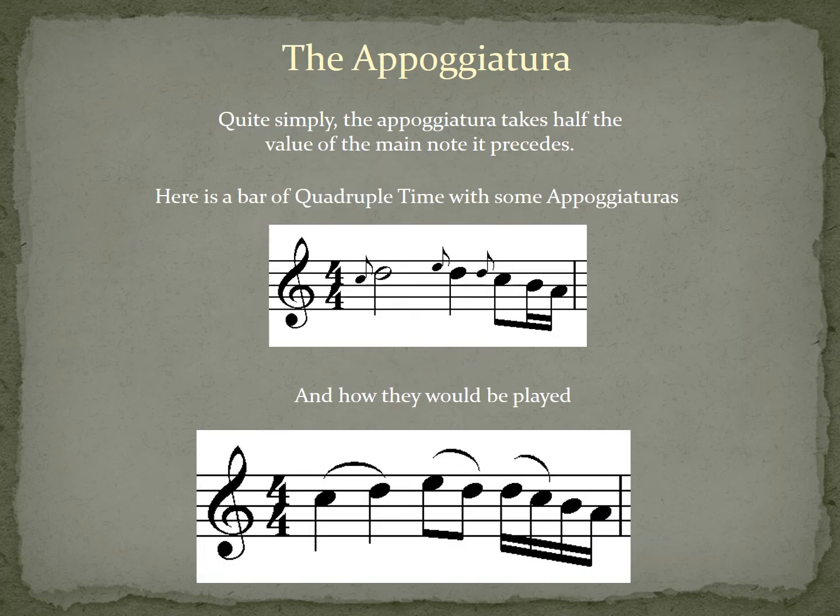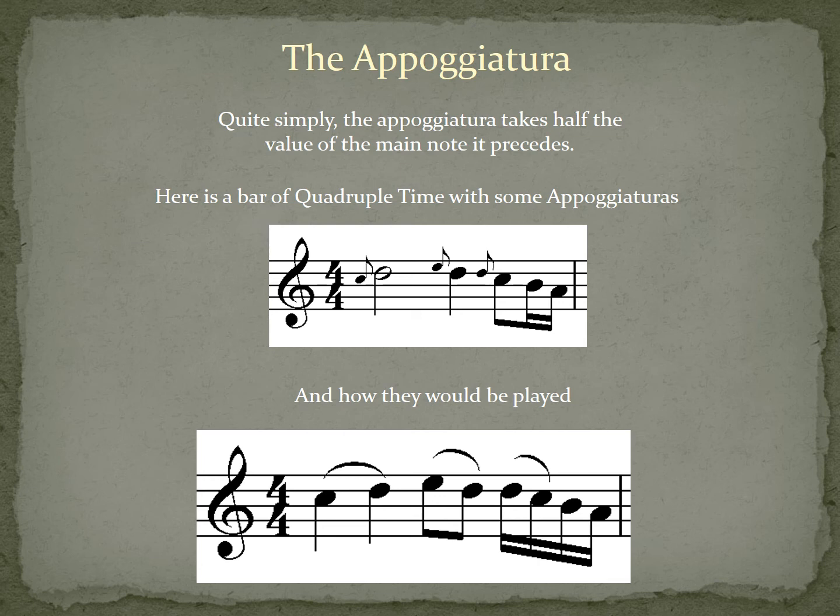The Appoggiatura is first. Quite simply, the Appoggiatura takes half the value of the principal written note it precedes. So I've done a couple this time in the example. You can see here's a bar of 4/4, quadruple time. There's our Appoggiaturas in front of the D minim, in front of the D crotchet, and in front of the C quaver. And this is how they'd be played if we said to use the rule that it takes half the value of the note it precedes.